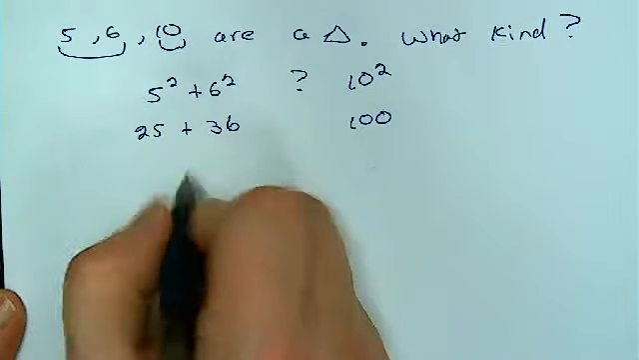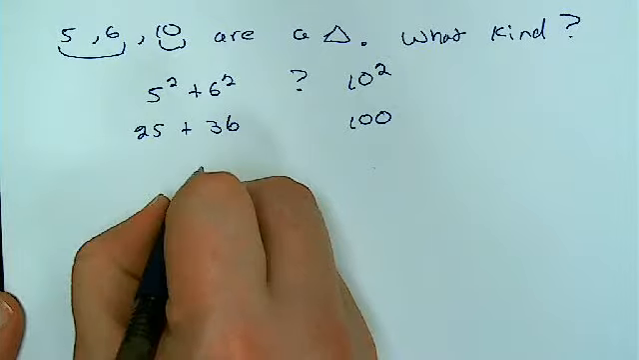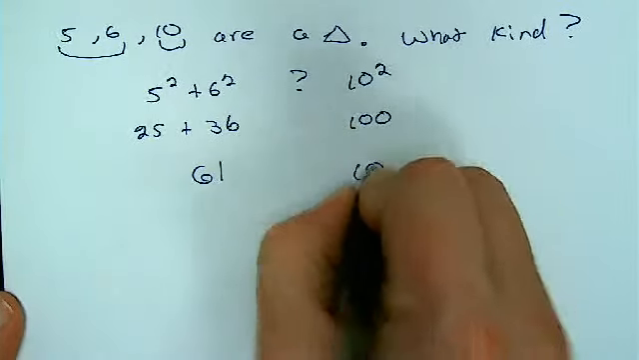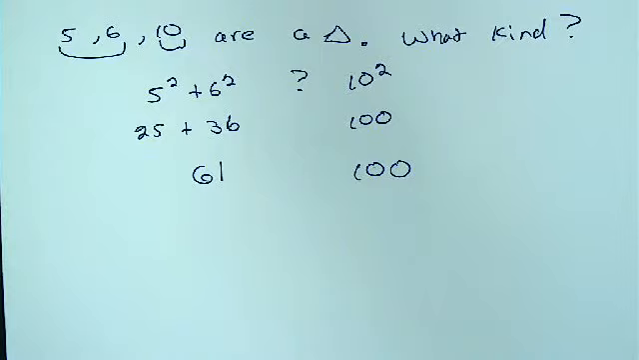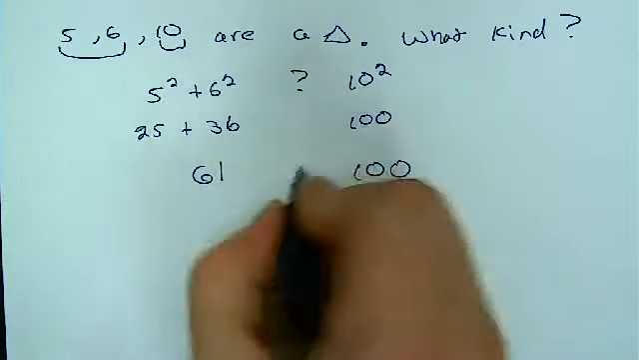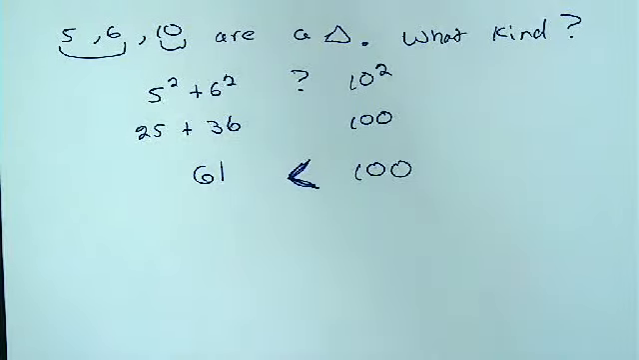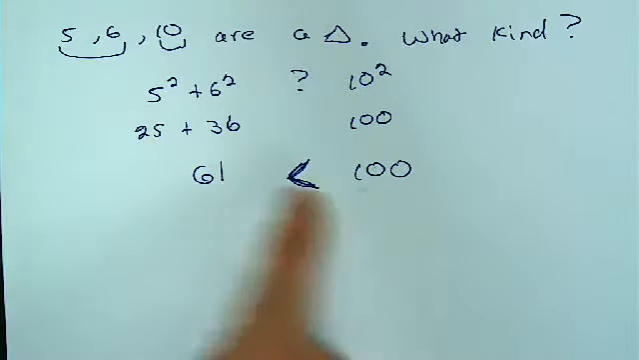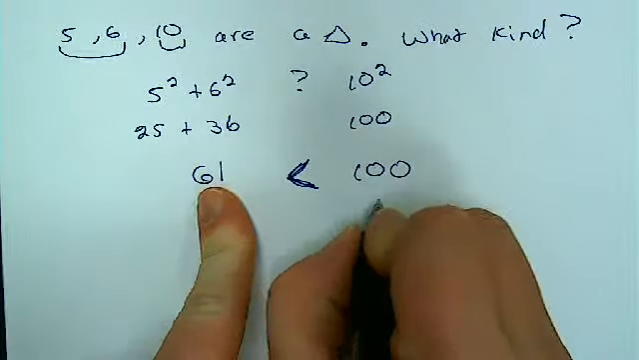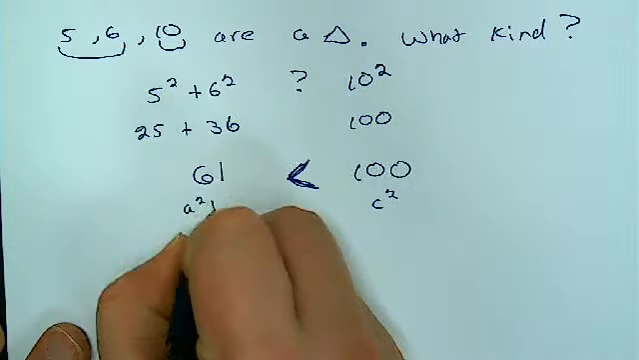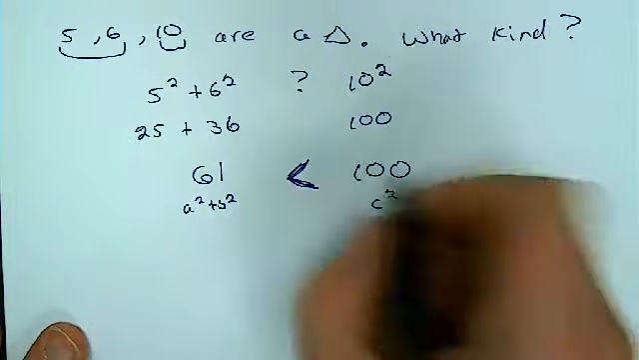Let's see, 25 and 36 puts me at 61. 100 is at 100. And that would be a greater than, right? So since C squared is greater than A squared plus B squared, what kind of triangle have I got? It's obtuse.